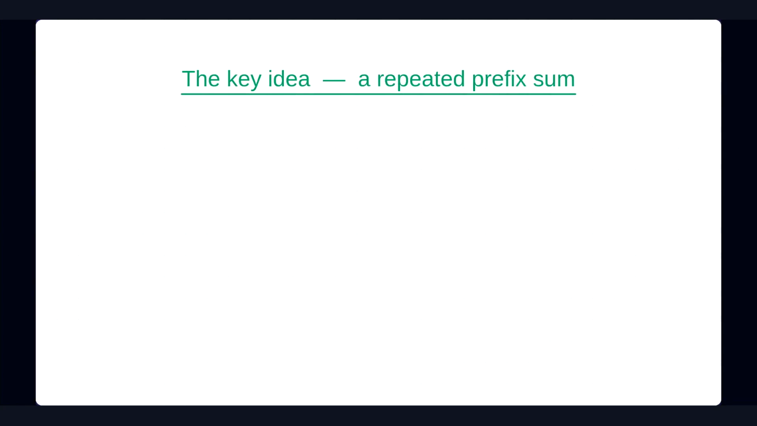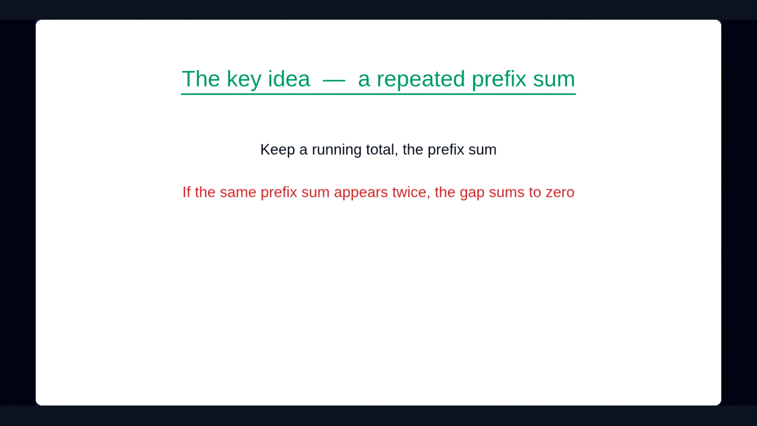Here's the neat observation. Keep a running total as you walk the array. If that running total ever returns to a value it had before, then everything added in between must cancel out to 0. So the whole question becomes, does any prefix sum repeat? We remember every prefix sum we have seen in a hash set, which can answer "have I seen this before" in order one time. We also put 0 in the set to start, so a stretch from the very beginning is caught. The moment a prefix repeats, we can say yes.